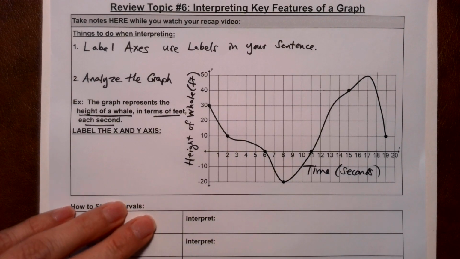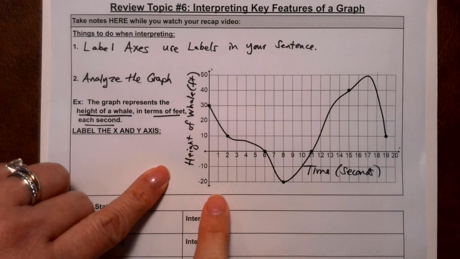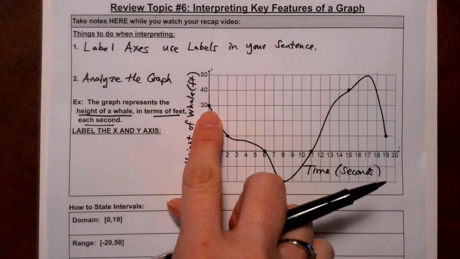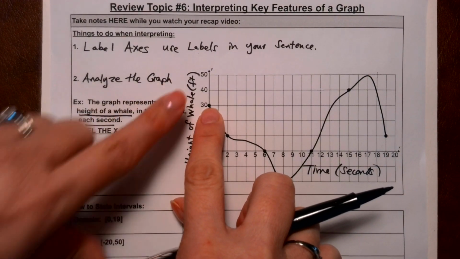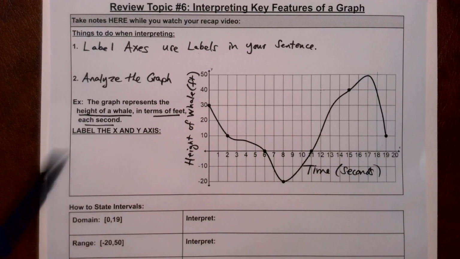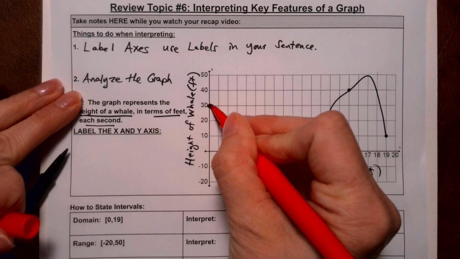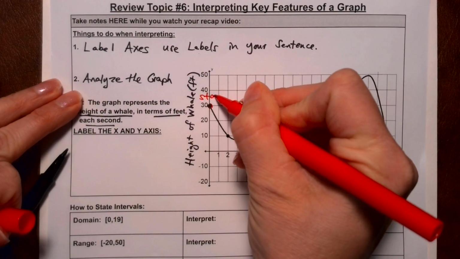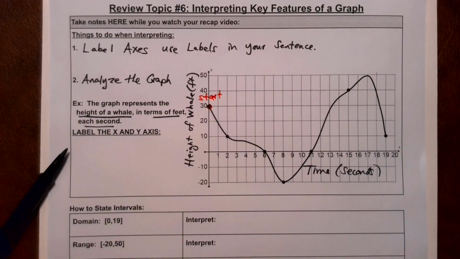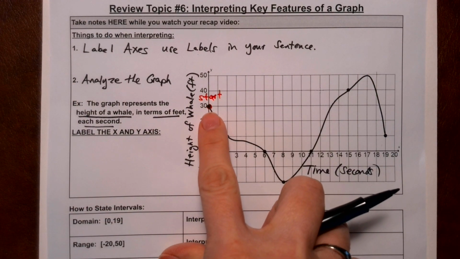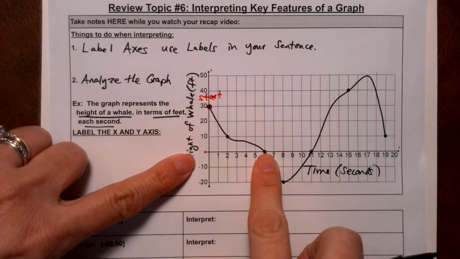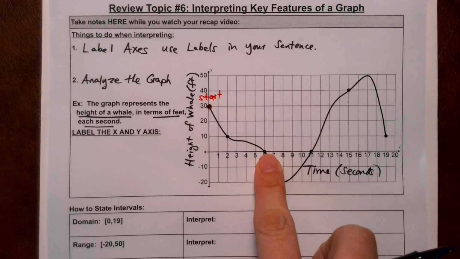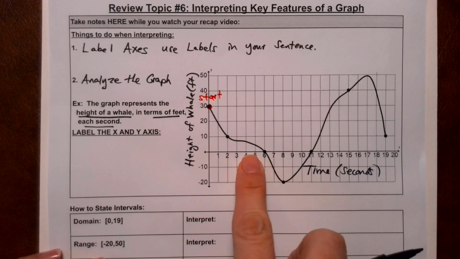So let's just take a look at this here. This is a whale, and the whale starts right here. Oh, the whale starts up at 30 feet. So that's where the whale starts. I'm just going to put a little start right here. And then what's happening to this whale? The whale's height goes down. It goes down, it goes down, okay? What's happening right there? Right there, the whale is hitting 0 feet.